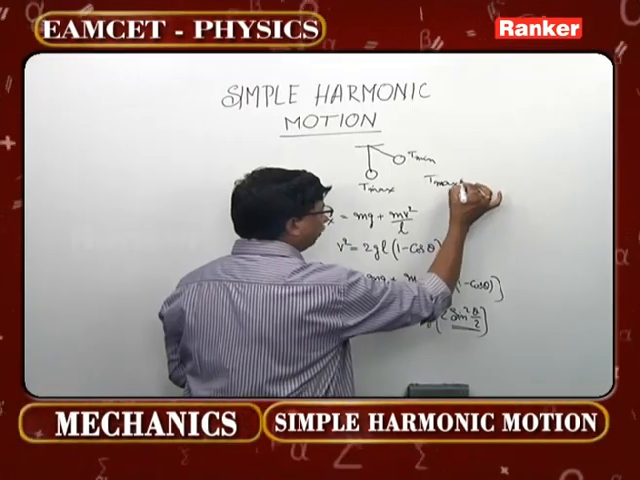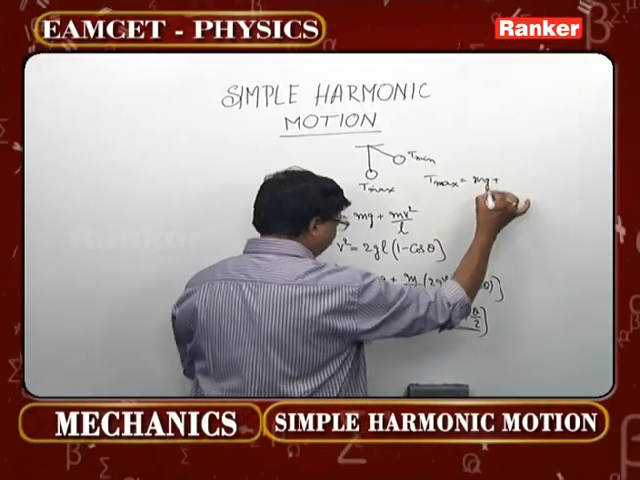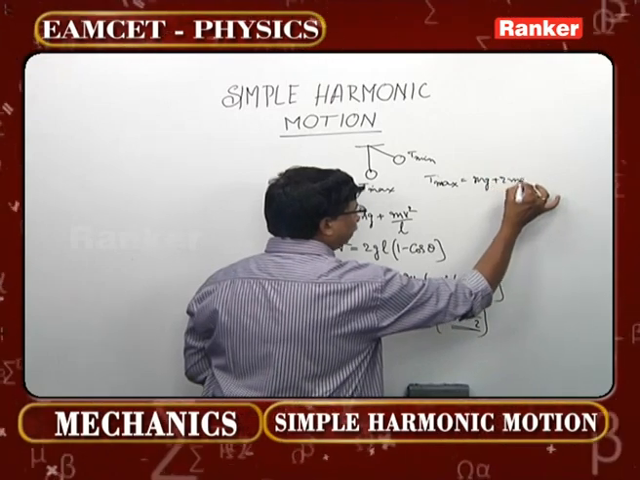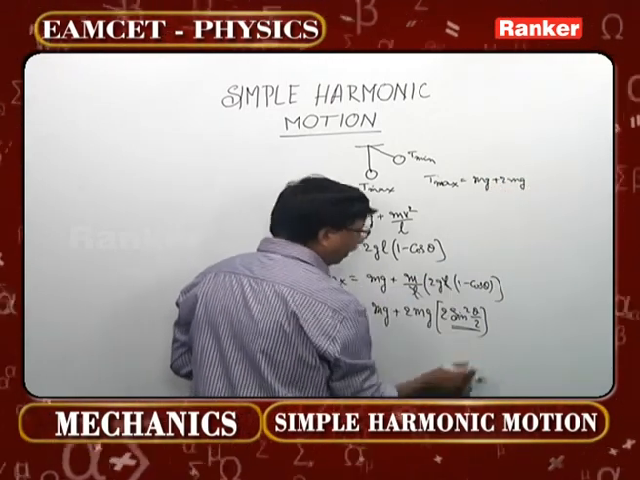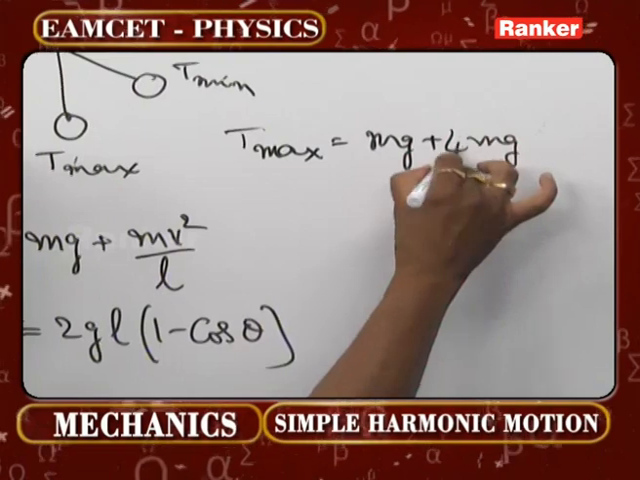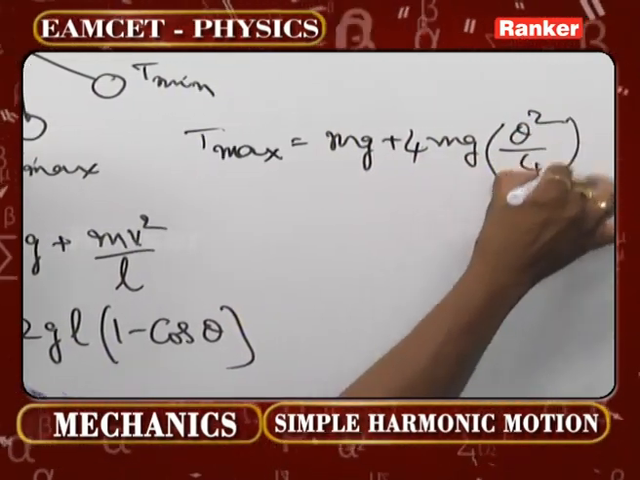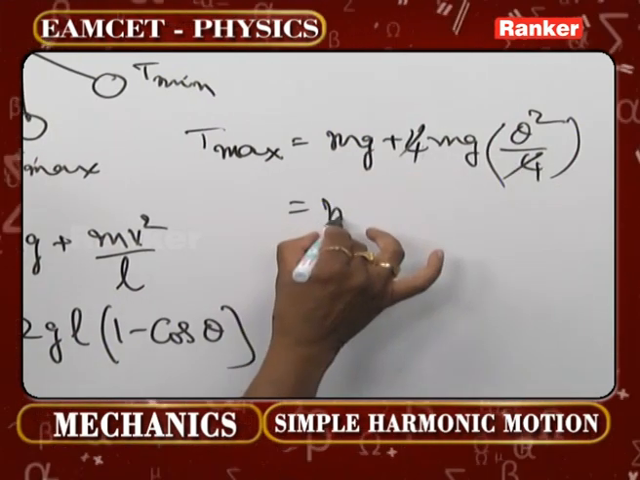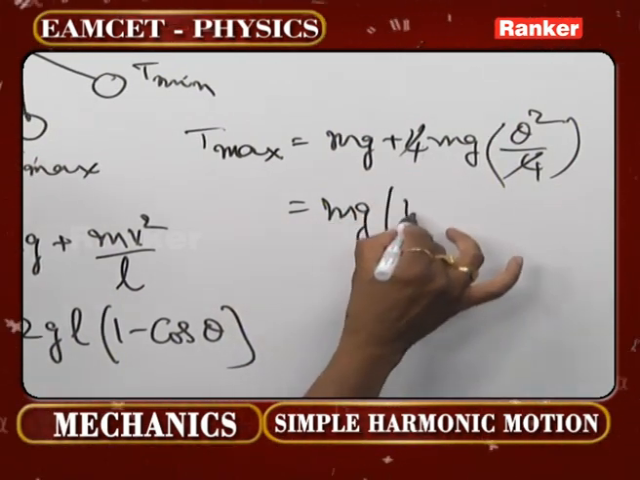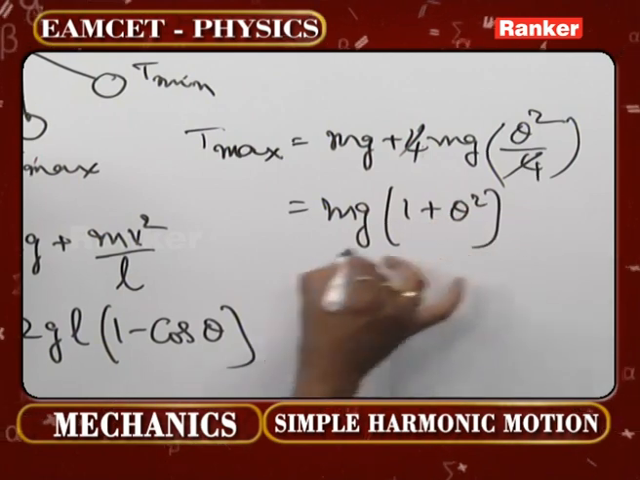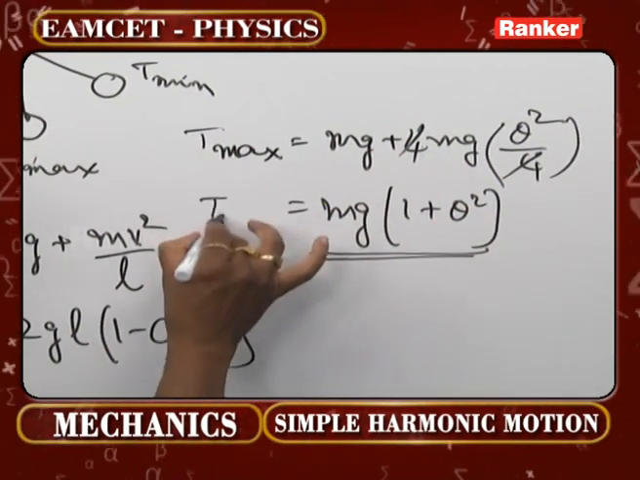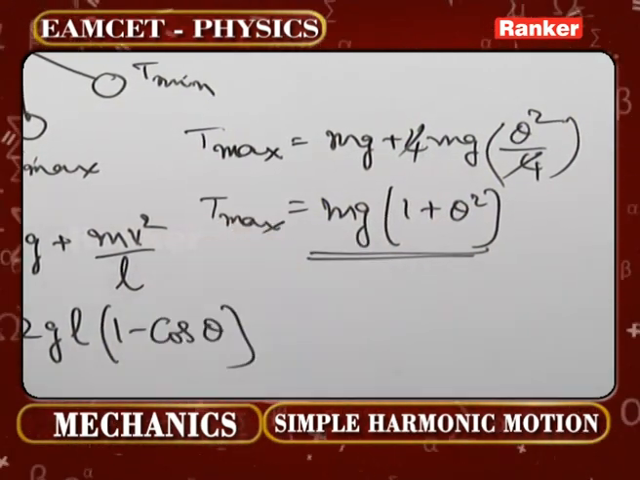Maximum tension over here will now be mg plus this 2mg, as it is into 2. Now directly you can write this one, 4mg into theta square by 4. Now okay, 4 getting cancelled. What will be left over? mg into 1 plus theta square. This is the formula for maximum value of tension.